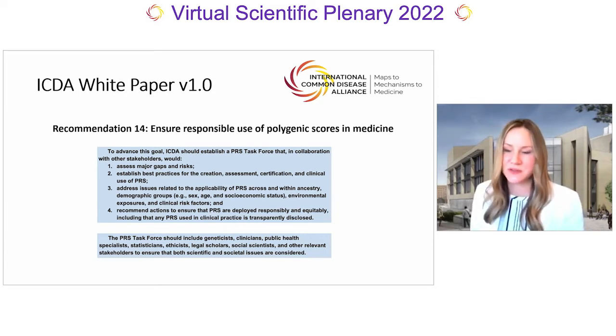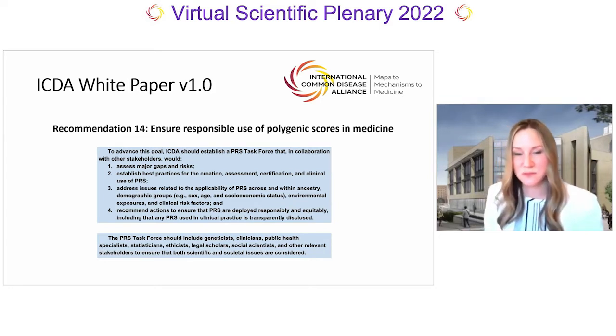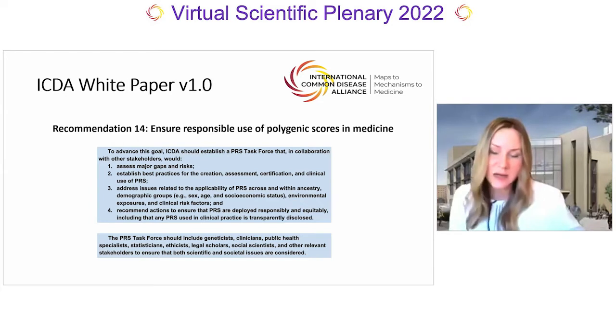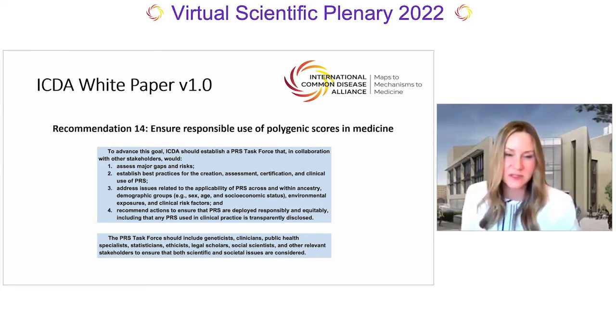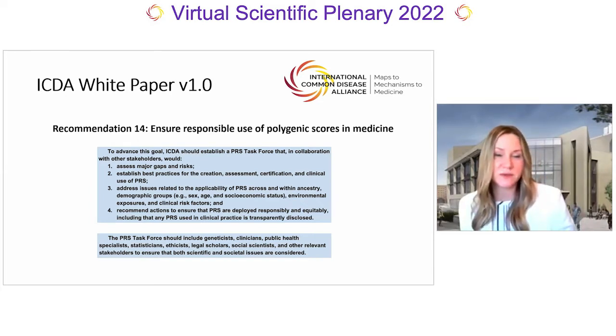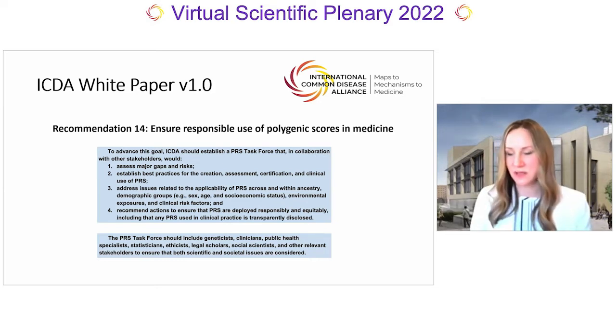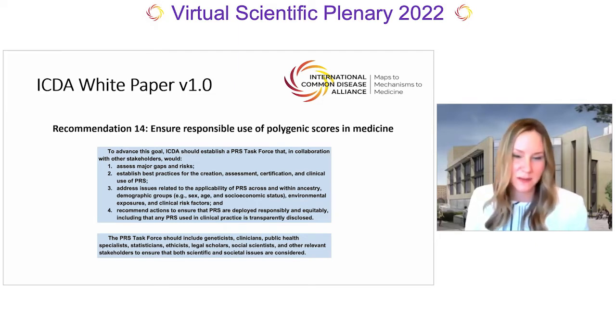We wanted to address issues related to applicability of PRS across and within ancestry, as well as other axes of diversity. And lastly, we wanted to recommend actions to ensure that polygenic scores are deployed responsibly and equitably, including transparent disclosure of the importance of polygenic scores, but also the uncertainty related to them.